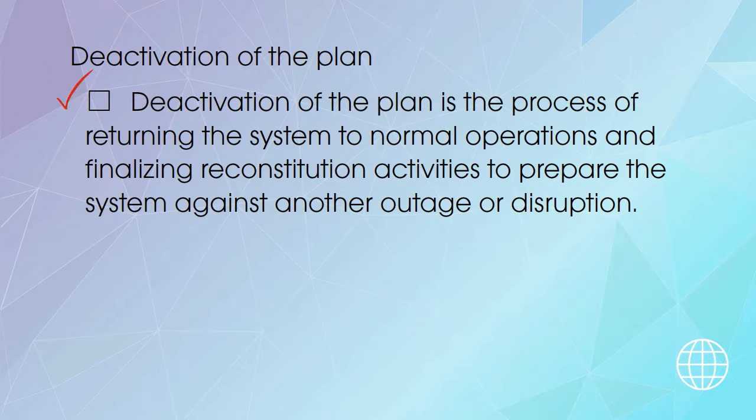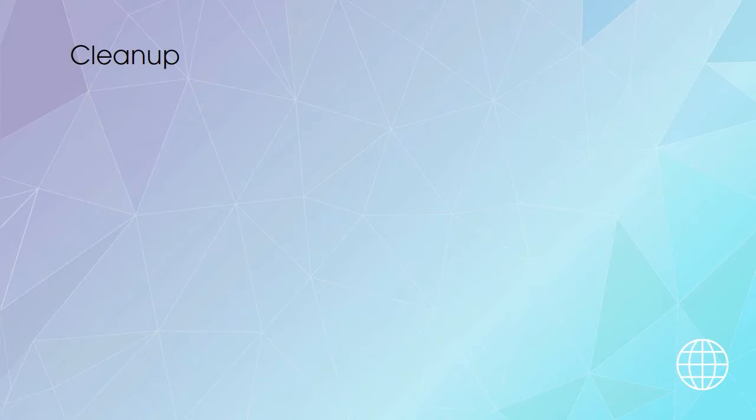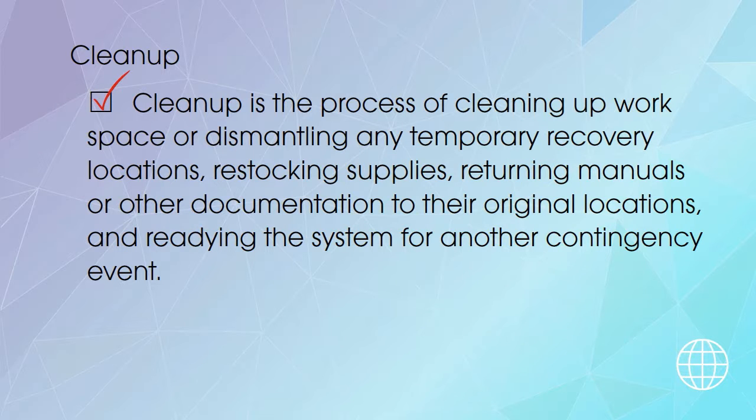Deactivation of the plan. Deactivation of the plan is the process of returning the system to normal operations and finalizing reconstitution activities to prepare the system against another outage or disruption. Deactivation activities include notifications. Upon return to normal operations, users should be notified by the ISCP coordinator or designee using predefined notification procedures. Cleanup. Cleanup is the process of cleaning up workspace or dismantling any temporary recovery locations, restocking supplies, returning manuals and other documentation to their original locations, and readying the system for another contingency event.